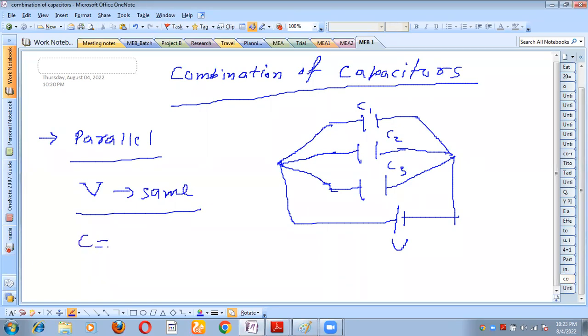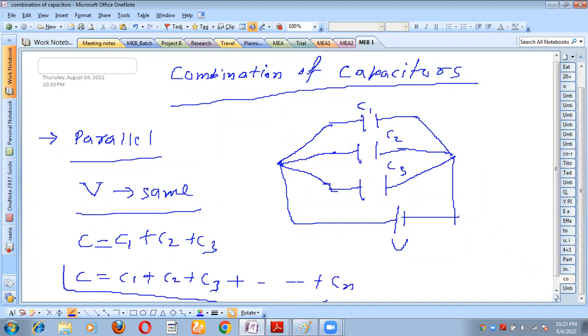What happens to the capacitance? Capacitance is added in this case: C is equal to C1 plus C2. If there are n number of capacitors, then C is equal to C1 plus C2 plus C3 and so on. All is added. So in parallel combination, simply you have to add the capacitances and you will get the net capacitance. Here the main concept is that potential remains the same.